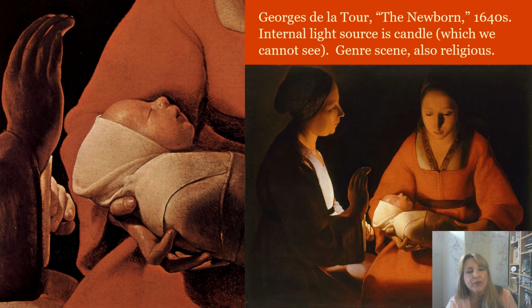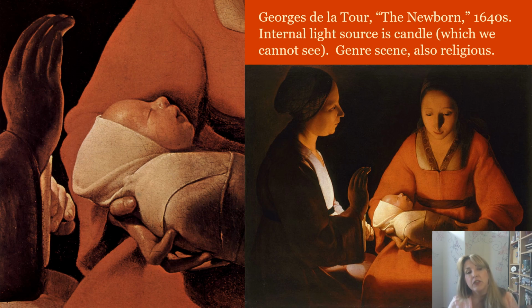Georges de la Tour, one of the Caravaggisti, The Newborn. This is an example of that internal light source. When we talk about a painting having internal light source, that means there's a candle on the table or a lamp on the table, and that light is being reflected onto the faces here. And so this is what we call internal light source. Is it an example also of chiaroscuro? Absolutely. Look at the hand. Do you see how the hand almost glows?